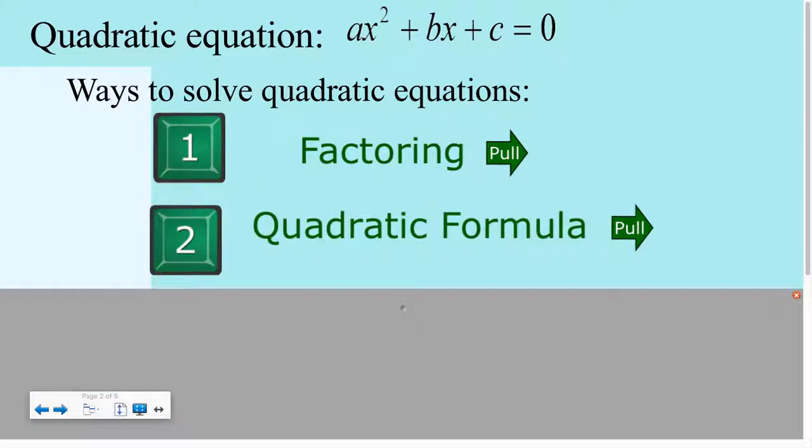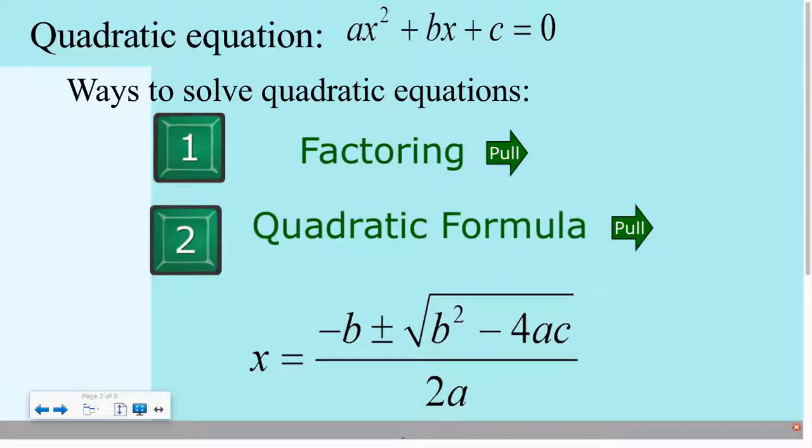So those are already on the top. And your quadratic formula is typed out for you, so maybe you want to circle that or something. This is the formula. X equals negative b plus or minus the square root of b squared minus 4ac all over 2a. I don't know if you've seen it previously.